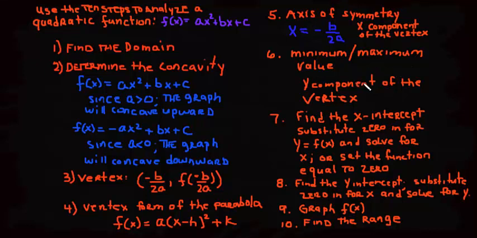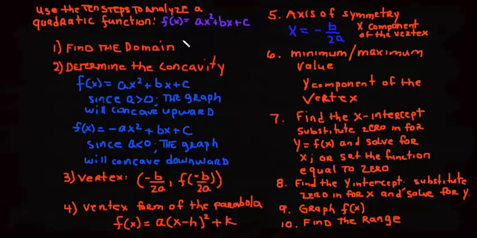In this video, we will talk about using the 10 steps to analyze a quadratic function. Now, we see that a typical quadratic function in standard form is f of x is equal to ax squared plus bx plus c. And what we want to do, first thing, is to find the domain.